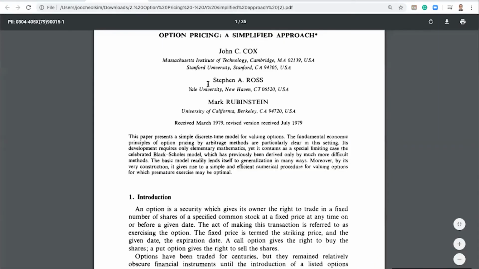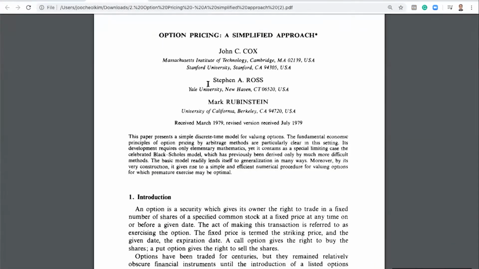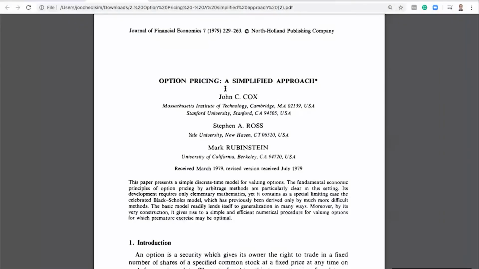Okay, let's start by introducing the option pricing paper, which is uploaded in the YSEC. If you have not downloaded your paper, go to the YSEC, and there is a section called CRR. That CRR represents the three authors of this paper. The first one is Cox, the second person is Ross, and the third one is Rubinstein.